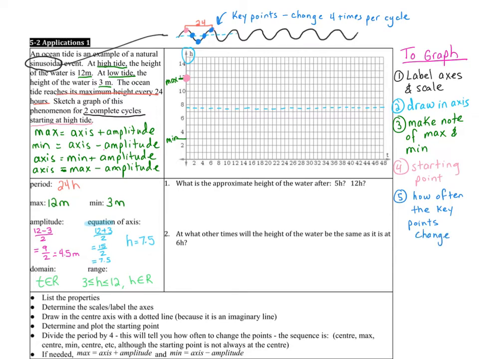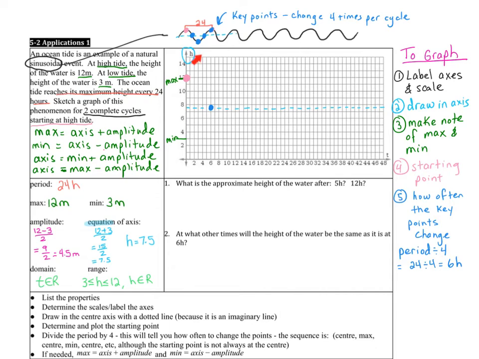So because they change 4 times, like after the beginning they change 4 times in one period, what you're going to do is take your period and divide it by 4. So in this case, our period is 24. And when we divide that by 4, we get 6 hours. So that means your key points are going to change every 6 hours. So from the maximum, the next point is going to be on the axis, and it's going to be 6 hours later. So at 6 hours, you're going to be on the axis.